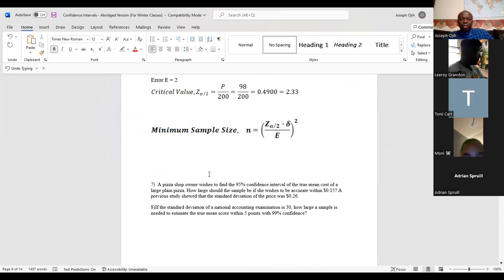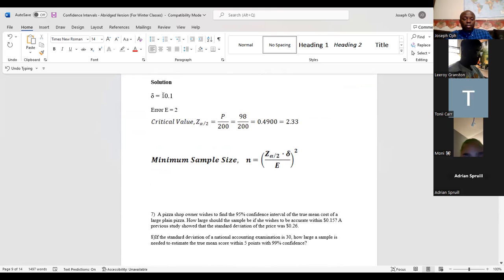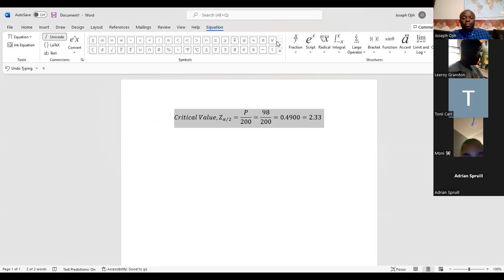Minimum sample size will be plugging all these numbers: standard deviation, error, and critical value. Let me write them down. Standard deviation is 10.1, error is 2, and critical value Z alpha over 2 is 2.33. So let's put this in the formula workbook, and the other workbook, so we can get the output.